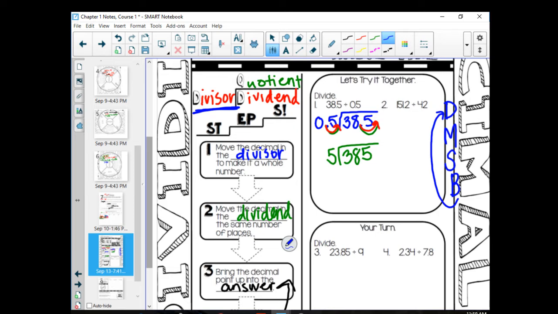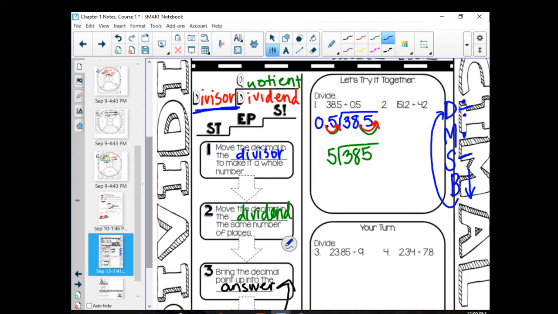The D stands for divide. The M stands for multiply. The S stands for subtract, and the B stands for bring down. Okay? Does McDonald's sell burgers? We're just going to do that constantly until we get to 0. Everybody with me? Okay.